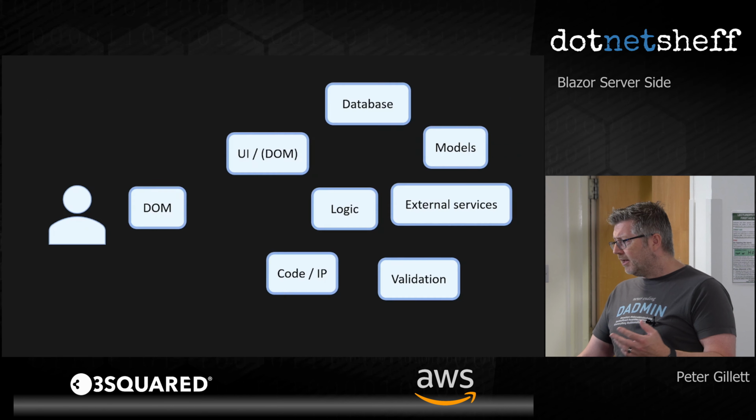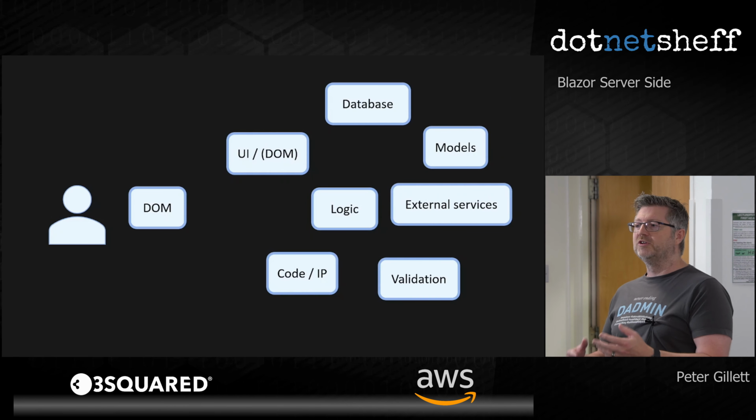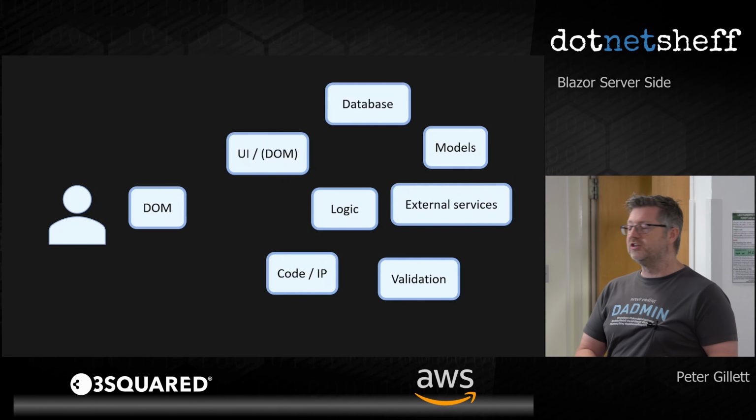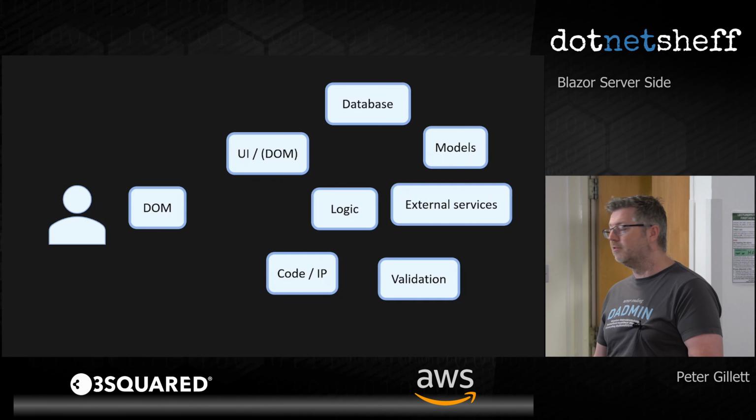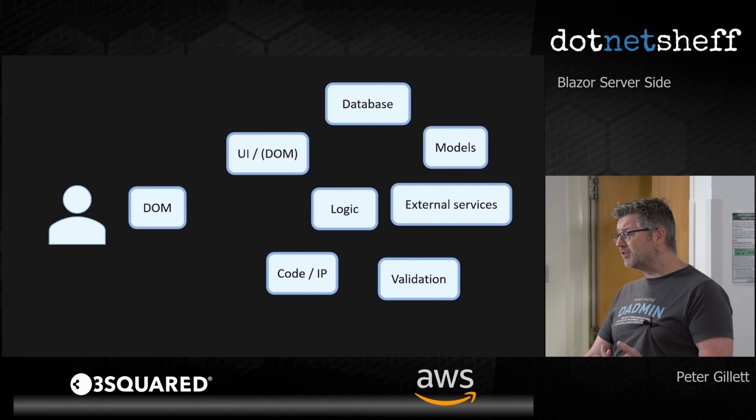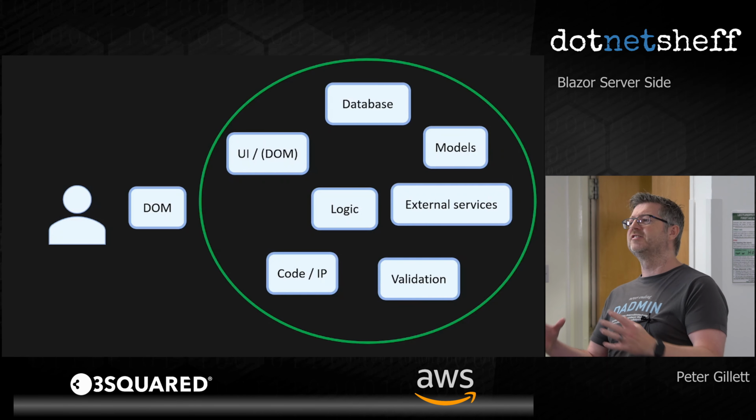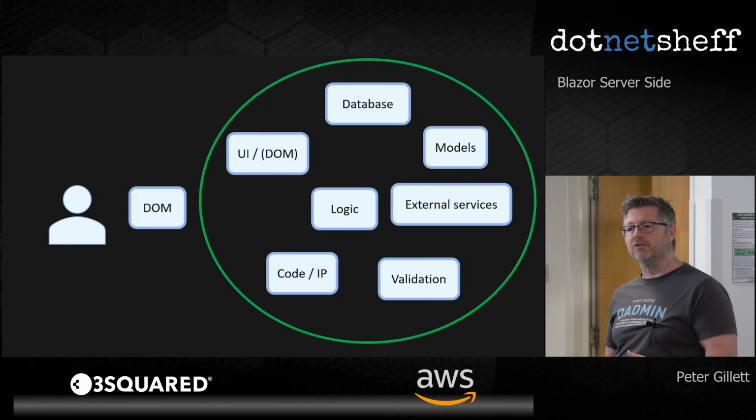So in a typical app, you might have your database, you've got models, you might talk to external services, you've got your validation, you've got logic, you've got your code, any IP and things, and obviously your UI and your DOM. Now, on Blazor server side, all that sits on the server, and it's all running on the server.